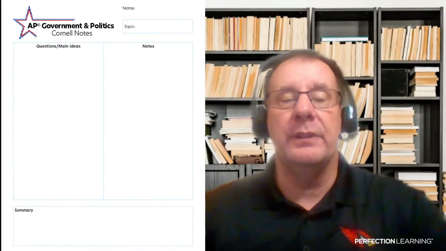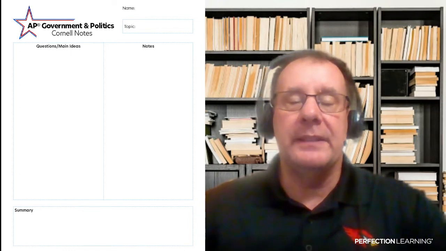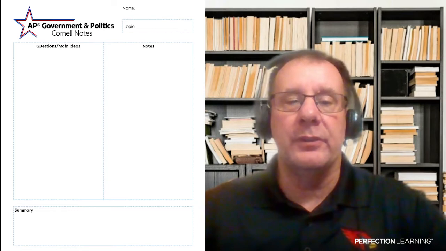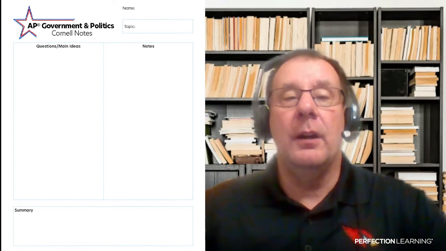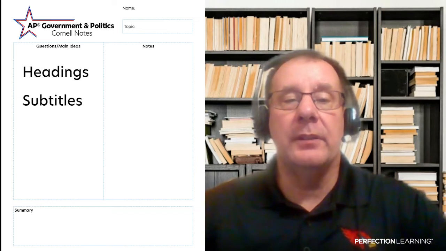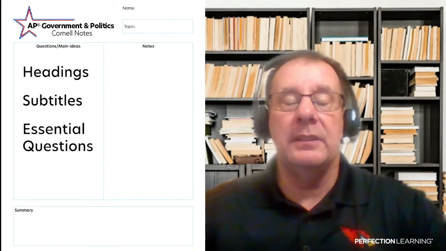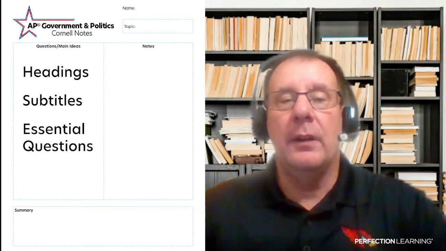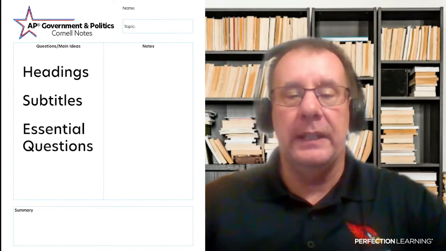So let's talk about the structure, at least how I use Cornell Notes. And before, you know, there's a template that looks at the structure of it. So the left-hand side, as I said before, is the organizational piece. It's set aside for headings, subtitles, or sometimes essential questions. I myself like to use the left-hand side for a chapter unit of headings in a chapter, and that's how they're going to organize their note-taking.